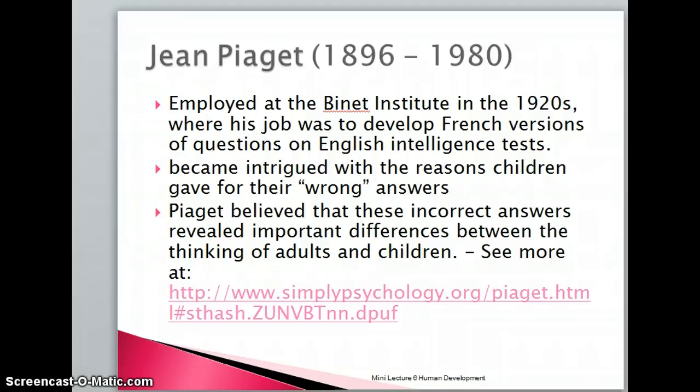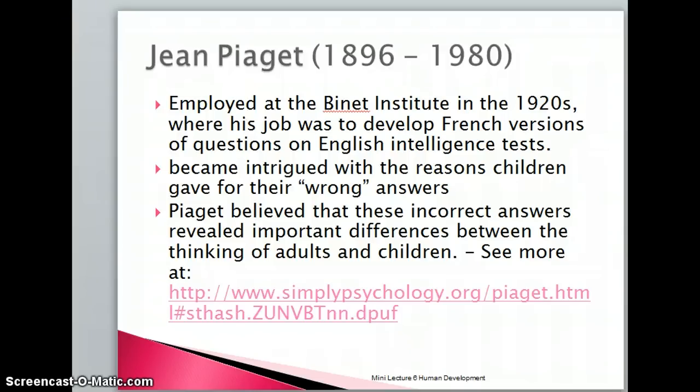One of the pioneers in the study of human cognition is Jean Piaget. As you can see here, Piaget was born in the late 1800s and died in 1980. He was a Swiss psychologist. He was employed at one point by the Delaney Institute in the 1920s, where his job was to develop French versions of questions on English intelligence tests. And you'll be learning about Alfred Binet and intelligence testing in a later unit in this course.